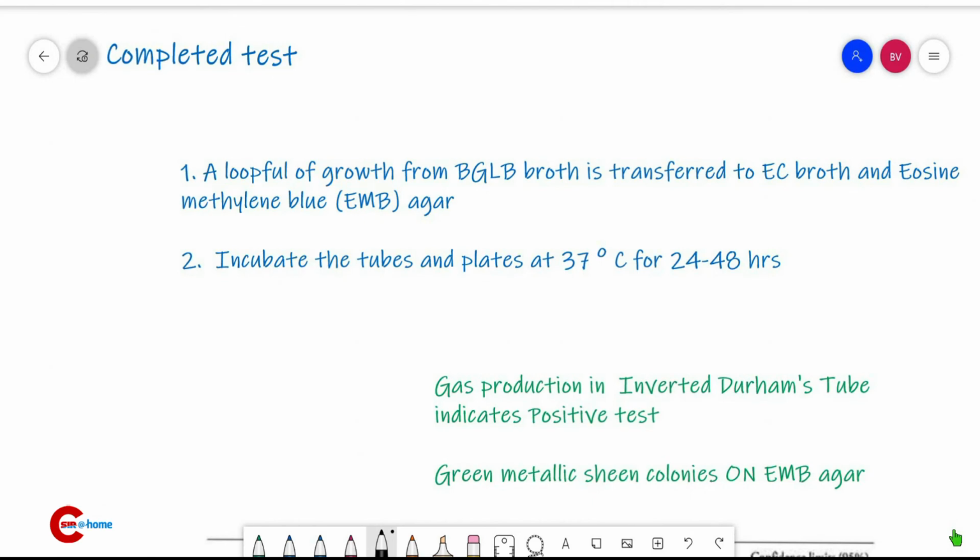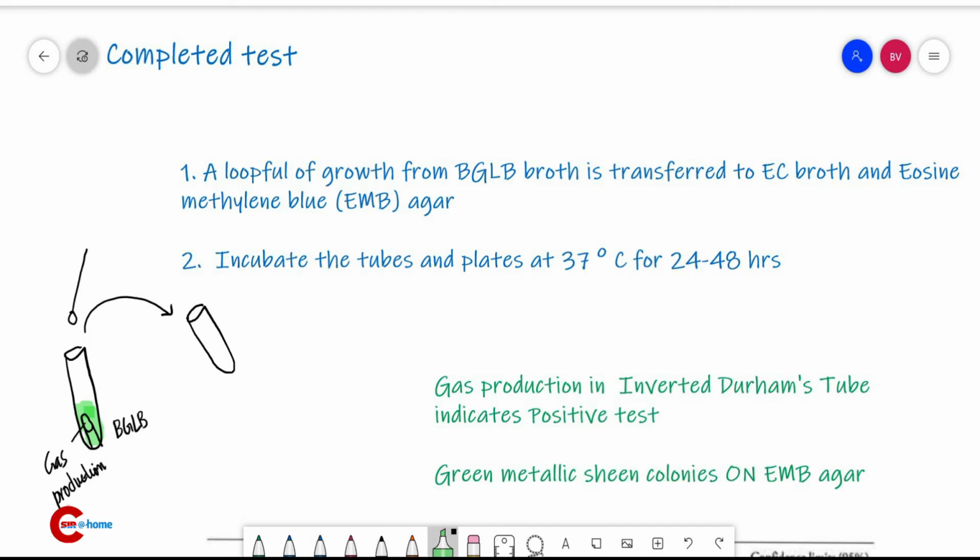Completed test means, this is positive brilliant green lactose broth with gas production. We can take a loop full of growth from brilliant green lactose broth and inoculate into EC broth. That is the completed test. And at the same time, we can also inoculate into EMB agar.